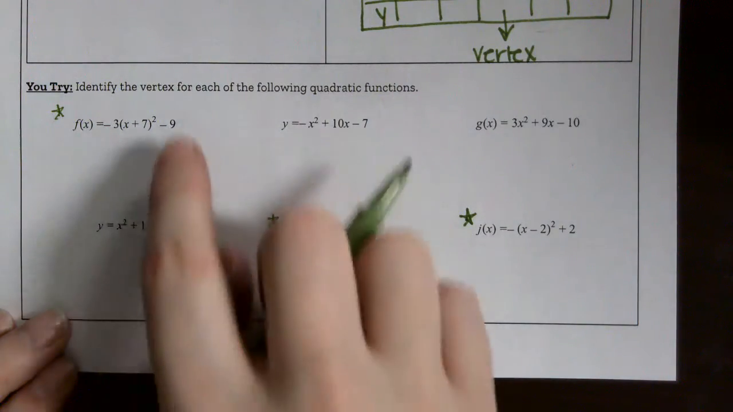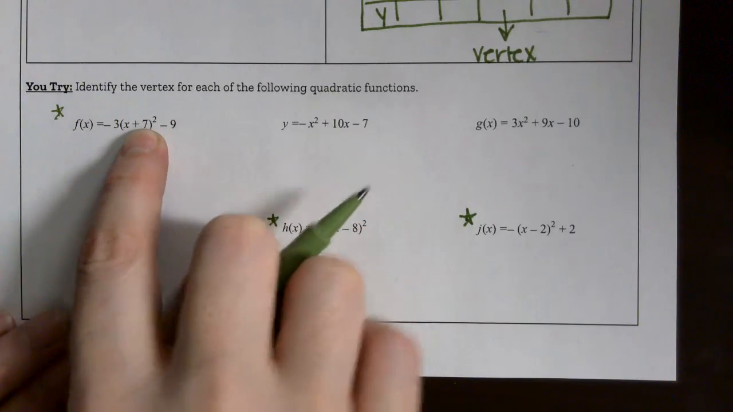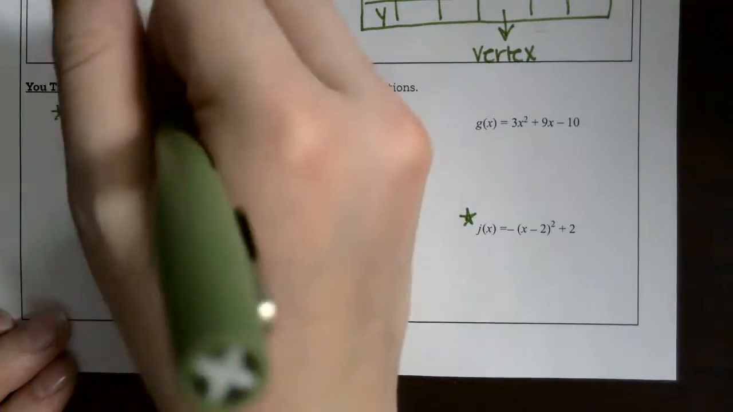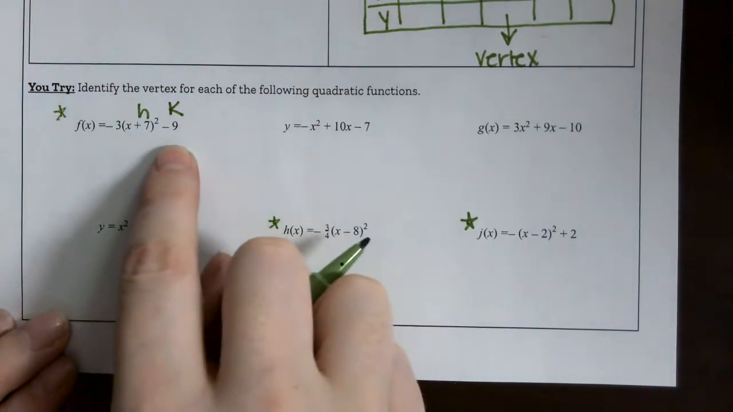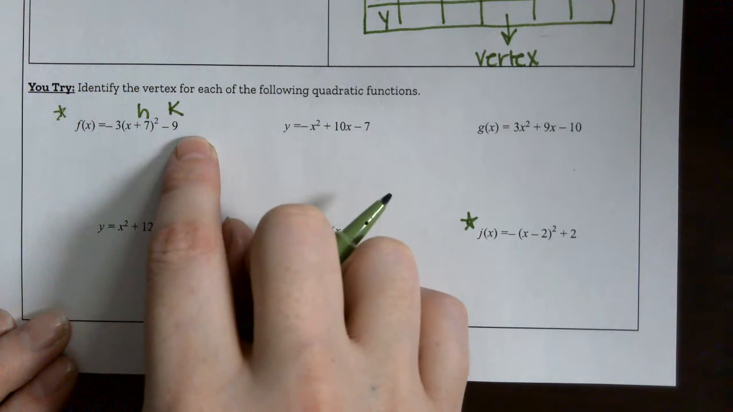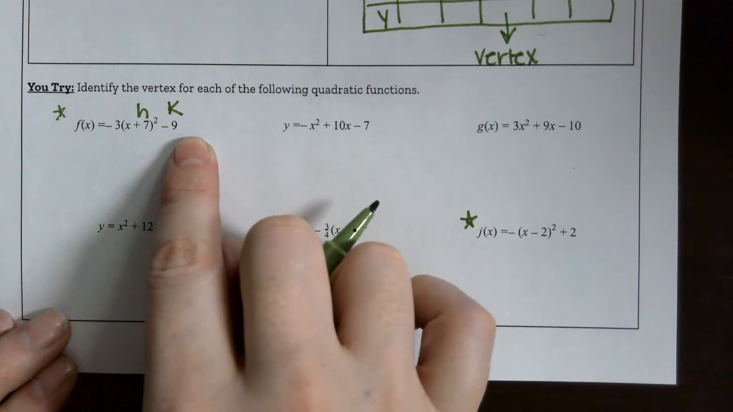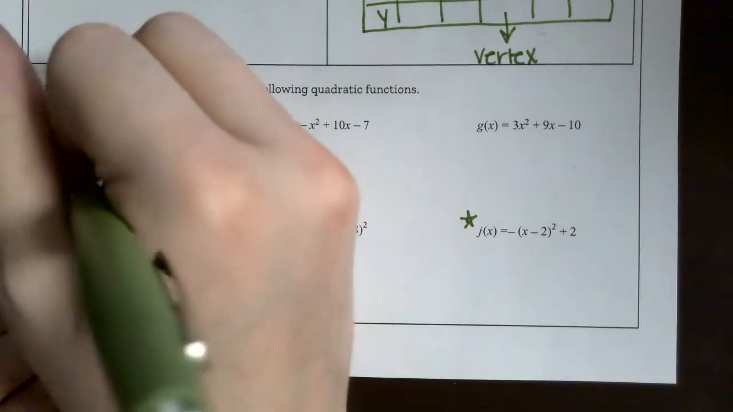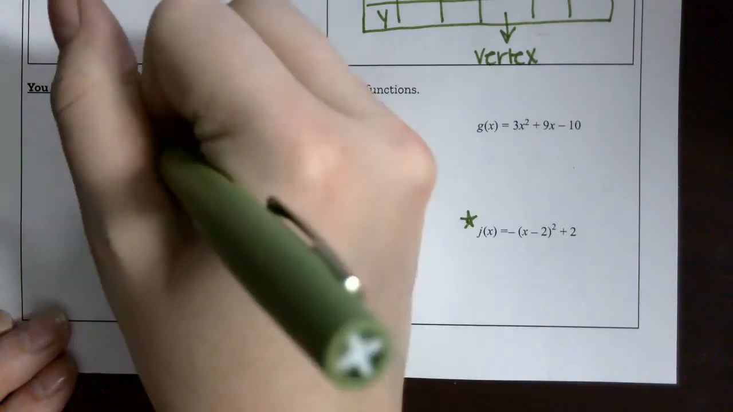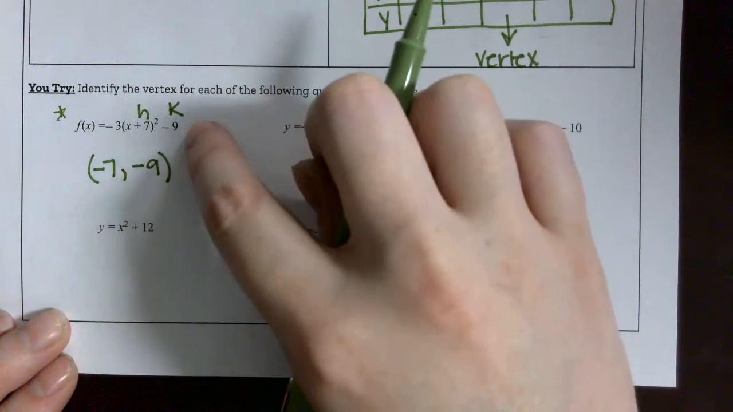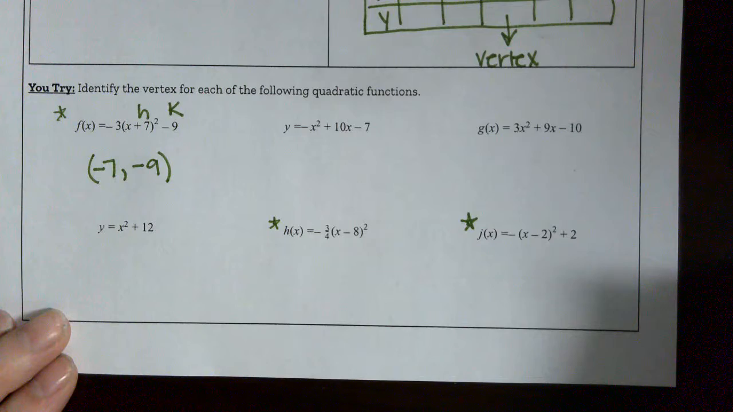Which means to find my vertex, all I need to do is identify H, which is inside the parentheses, and K, which is outside at the end. So they're always in the same spots. H inside the parentheses, K at the end by itself. And then all I need to do is flip the sign for H. So my vertex for this one is just -7, -9.